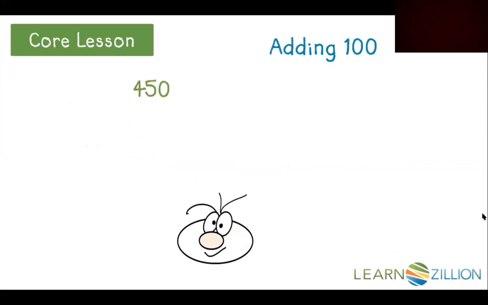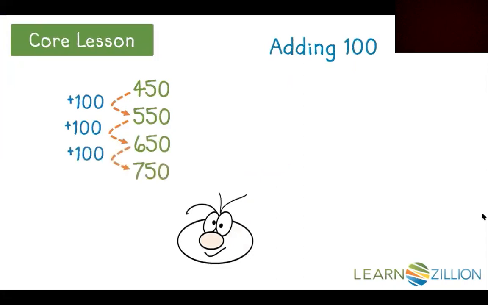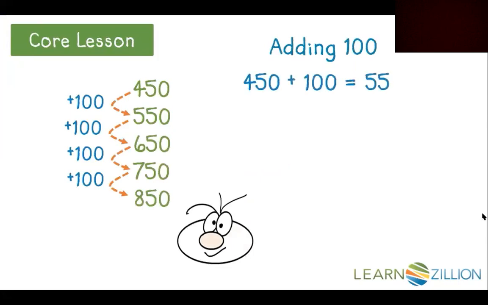Let's start at 450. 450 plus 100 equals 550. 550 plus 100 equals 650. 650 plus 100 equals 750. 750 plus 100 equals 850.